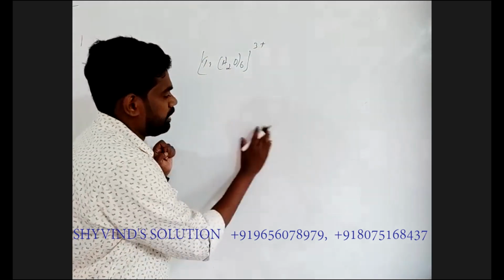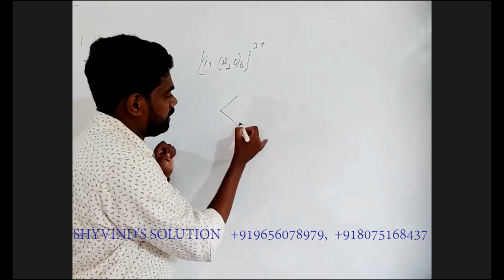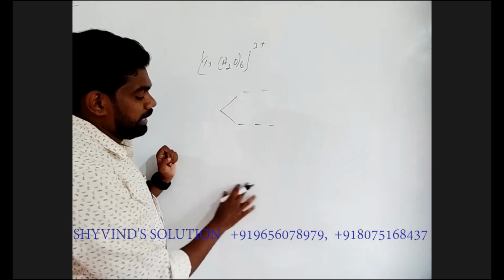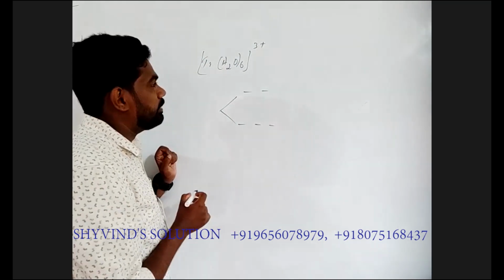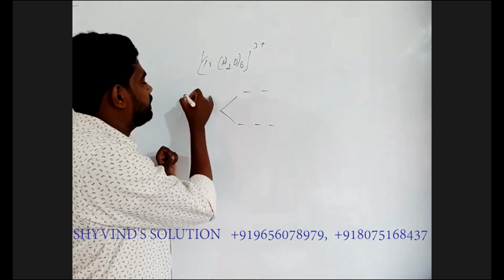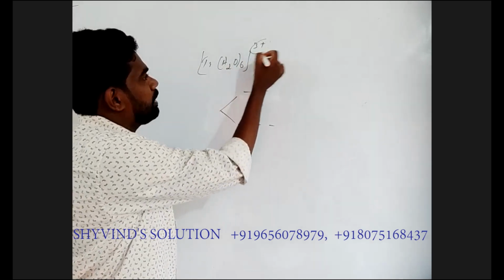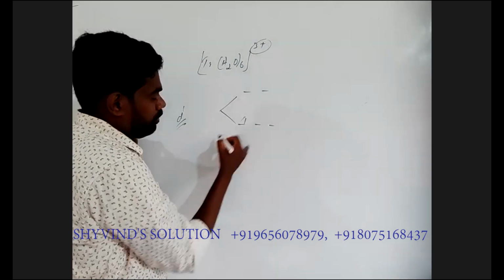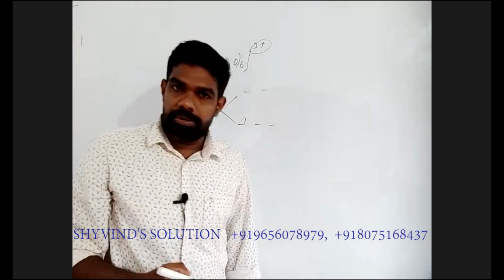So first, we should represent the molecule like this, that is the crystal field splitting pattern. Titanium is a d2 system. If 3+ is given, then it will be d1. Okay, this is the d1 electronic configuration representation.